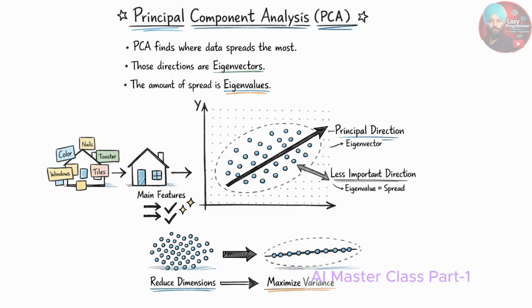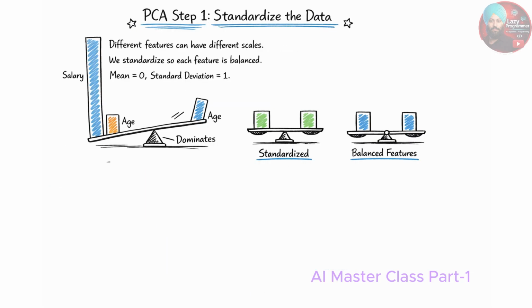By doing this, we are able to represent the overall data direction with a much smaller data set, which was earlier represented by a very large data set. The main goal of PCA is to reduce dimensions while maximizing variance. To achieve this, it can be divided into 5 standard steps. The first one is to standardize the data.